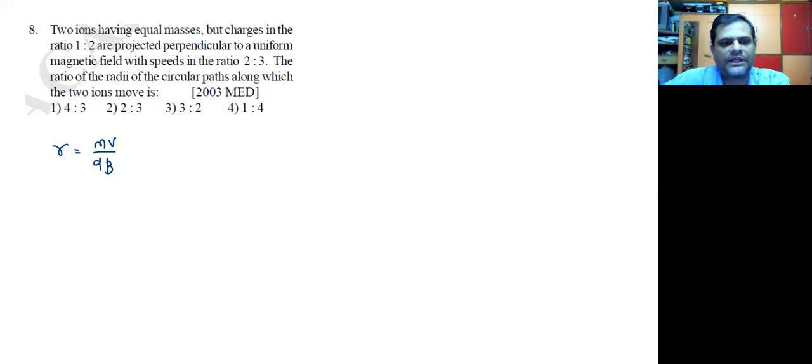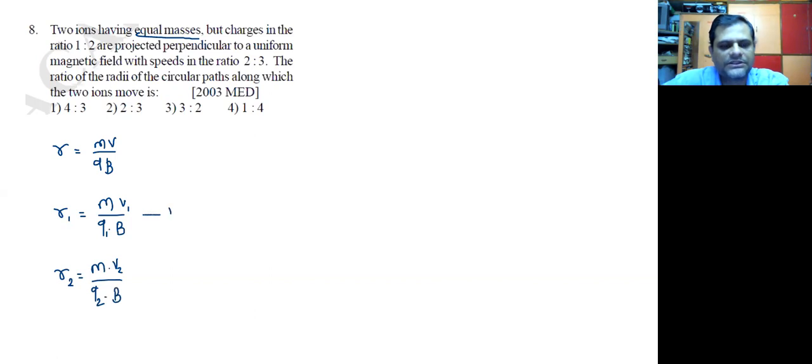So if we use this here, what will be the formula for R1? Equal masses, so we do not need to say M1 M2 for the masses, but for charges we will have to say Q1 Q2 and for speeds we will have to say V1 V2. So let us take this as M into V1 upon Q1 into B, the magnetic induction is going to be the same because they are projected in the same magnetic field. And R2 can be written simply as M into V2 upon Q2 into B, right?